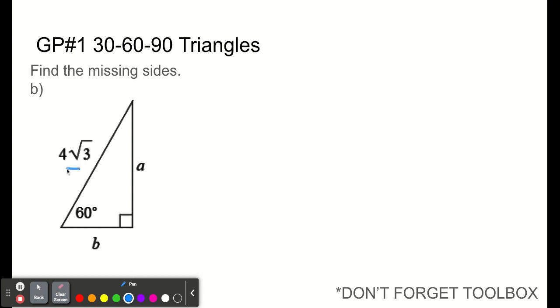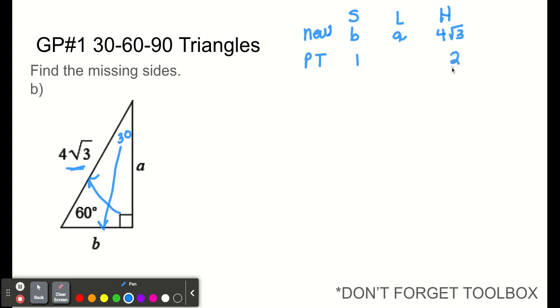So for this triangle here, the side we're given is opposite the right angle. Therefore, that is the hypotenuse of our triangle. We're going to set up our chart. We have the short leg, the long leg, and the hypotenuse. For the new triangle, the short leg here is going to be side B. The long leg is side A, and the hypotenuse is 4 radical 3. For the parent triangle, the short leg is 1, the hypotenuse is 2, and the long leg is the square root of 3.